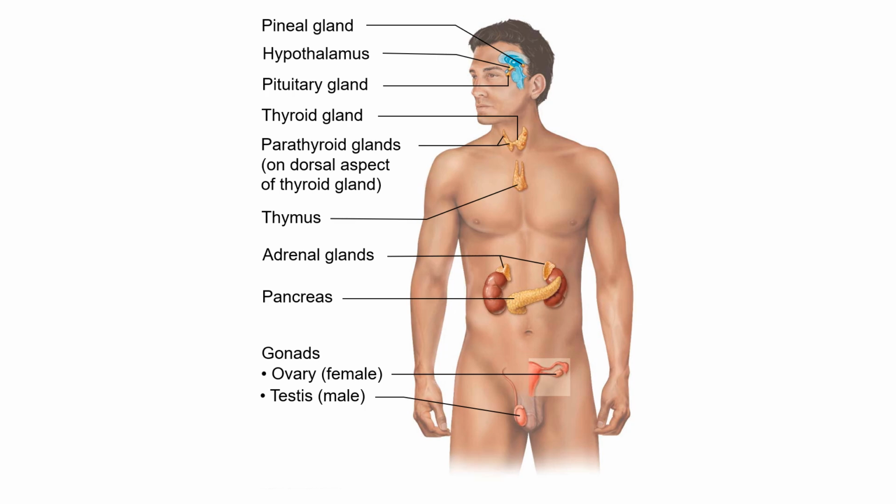And then last but certainly not least, we have the ovaries and the testes, which are our gonads. Ovaries in females, the testes in males. They're going to be responsible for secreting our sex hormones. The ovaries will secrete estrogen, and the testes will secrete testosterone.